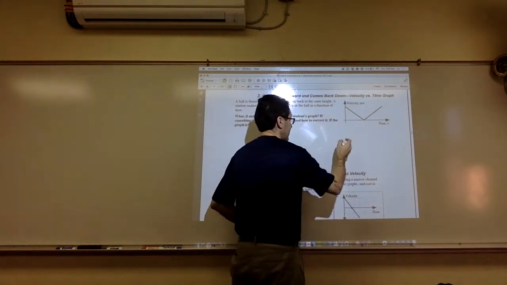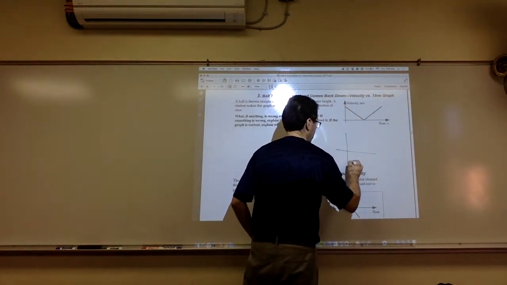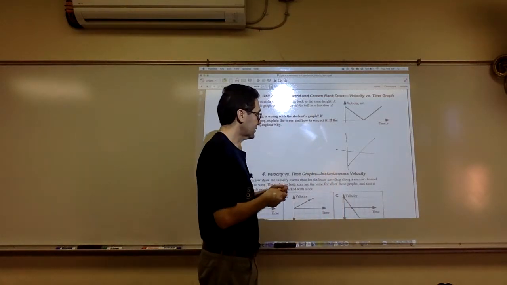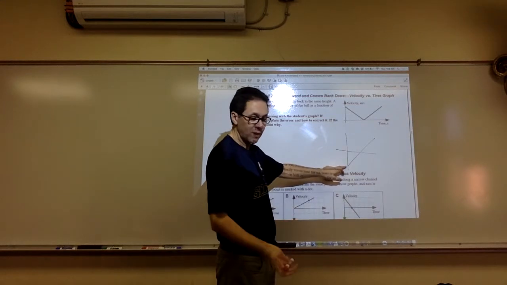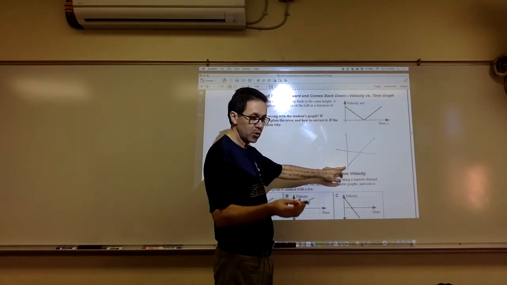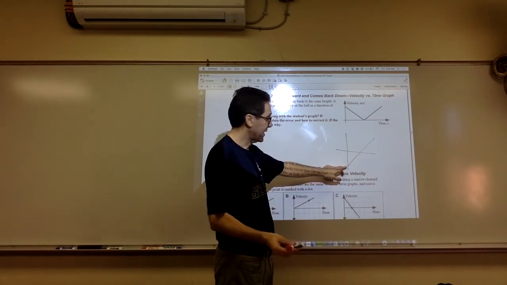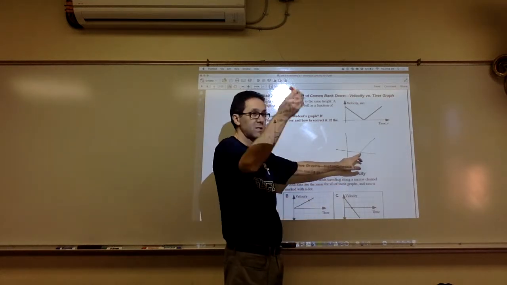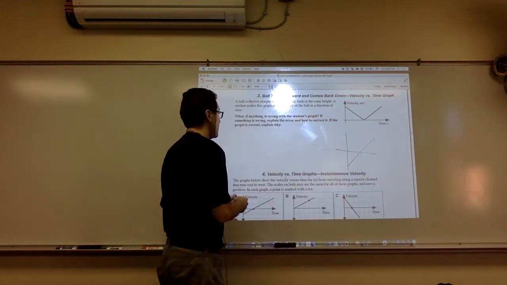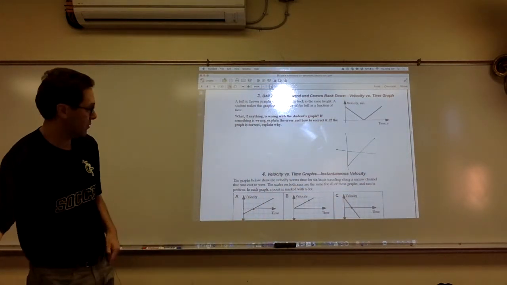If we choose down as positive, the graph will look something like that, because you start going up, and we choose up as negative. So as you're going up, your velocity is negative to start with. You get up to the top, it's 0, and you start to come back on the way down, which you consider positive. So that's the reason that one is wrong.